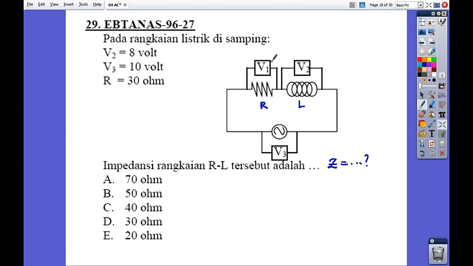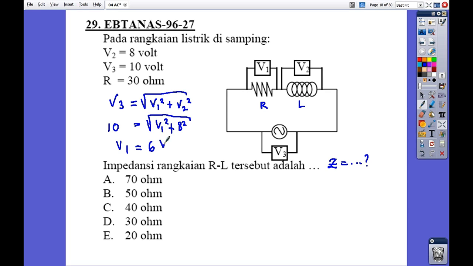So first of all, we have to find V1, because we know that V3 equals the square root of V1 squared added by V2 squared. V3 is given as 10, V1 we don't know yet, and V2 is 8 squared. So this is also a triple Pythagoras theorem. This one is 10, 8, so V1 is 6 volt.